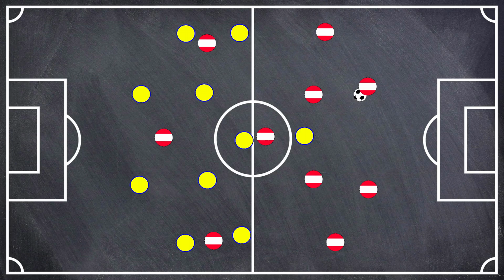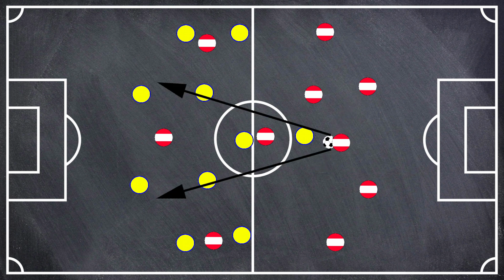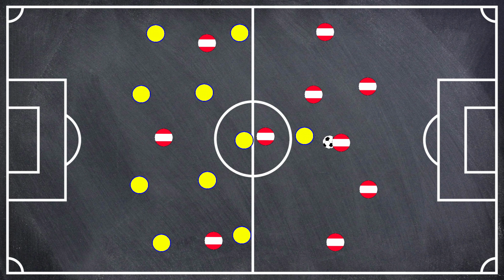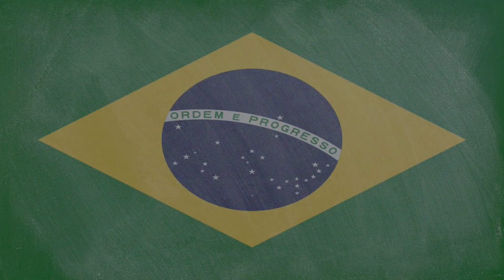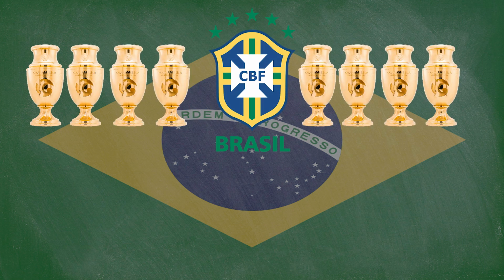When this failed to work, they utilized the channels. One of their double pivot would drop deep and would look to launch passes into the space behind the fullbacks, but as we discussed, Alves and Sandro were careful not to leave themselves too exposed. In the end, Brazil came out as deserved winners, adding another Copa America title to their collection.